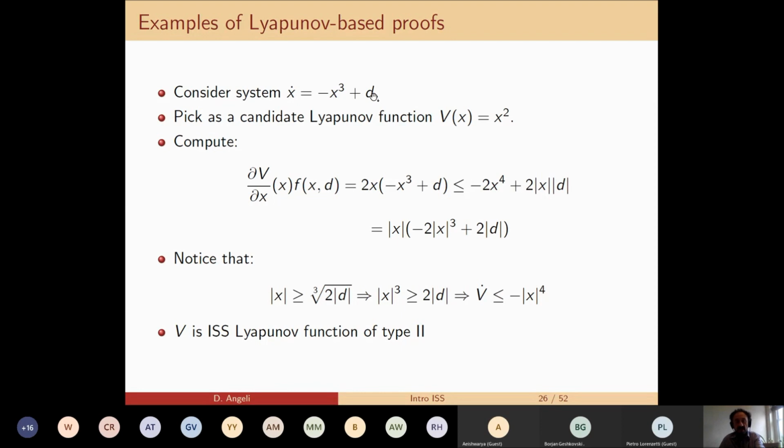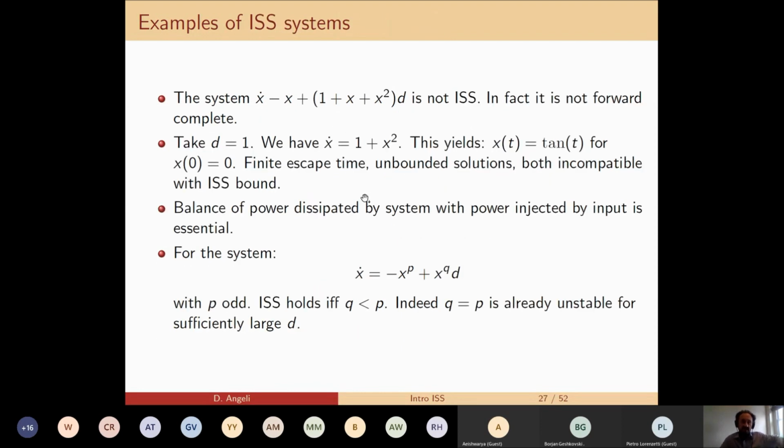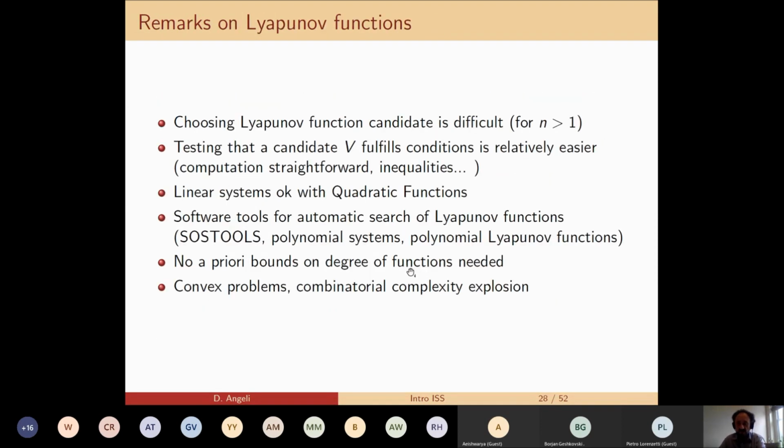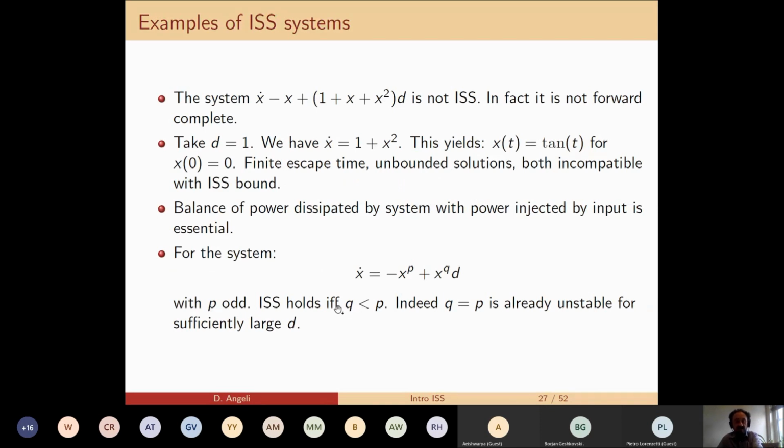In general, if you put p and q, it will depend on how you choose p and q. In particular, if q is less than p, that's fine. If q equals p, already this is an unstable system for sufficiently large d, as this part will essentially dominate the negative part that is trying to make you converge toward the origin. So, these are really the simple examples I wanted to have a look at.